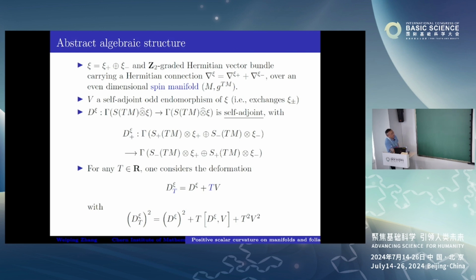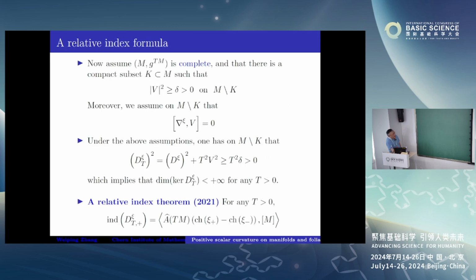If you compute the square, it tautologically equals this. And here the bracket is the Z2 graded bracket with respect to the Z2 splitting. It is DV plus VD, not DV minus VD, not the usual one. Here, with this setting, it naturally says that this bracket is of zeroth order. This is the key point in this aspect.